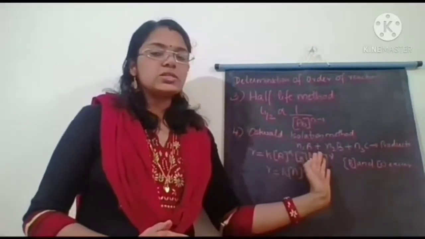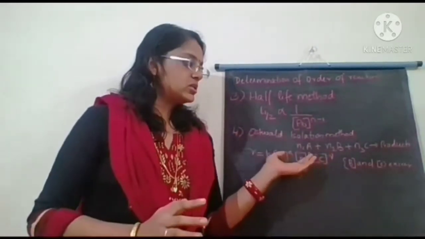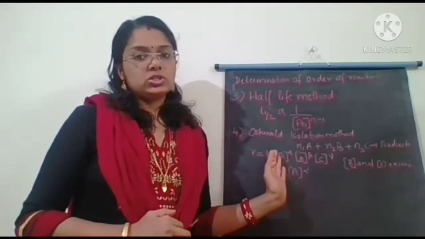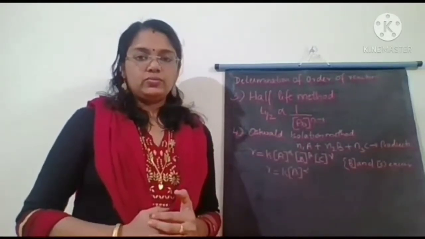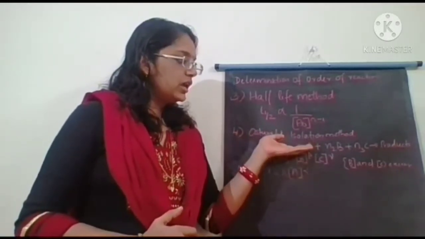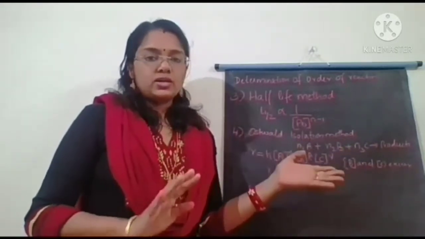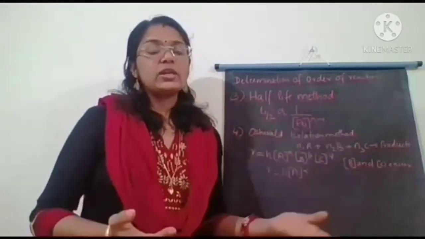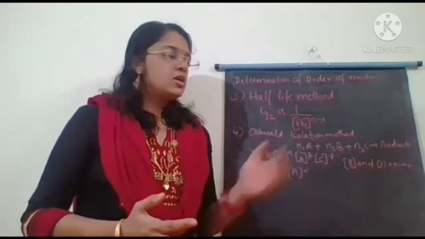Here, first the B concentration and C concentration are kept in excess. Then the rate won't depend upon the concentration of B and C. Rate will depend only on the concentration of A. So the order with respect to A we can find out. Then in the next experiment we keep the concentration of A and C in excess, and B is kept unchanged. So rate will depend only on B, because if the concentration of a reactant is kept in excess, the rate does not depend upon that reactant.